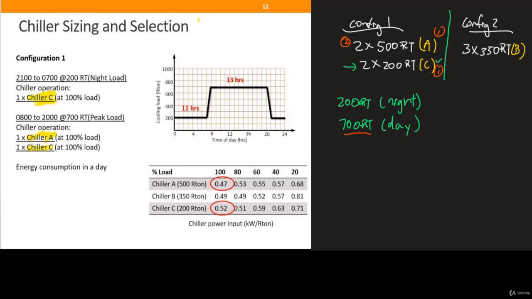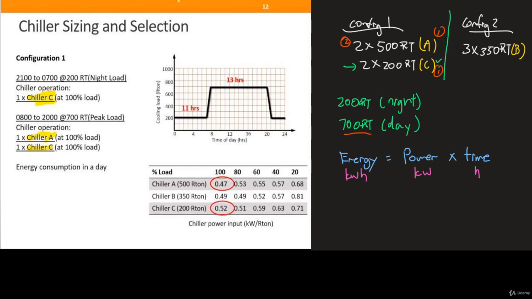After you get your operating schedule, the next thing is to calculate the energy consumption. Energy is equal to power multiplied by time. Your power should be in kilowatts and your time should be in hours, so your final answer should always be in kilowatt hours. So how are we going to get the power consumption?